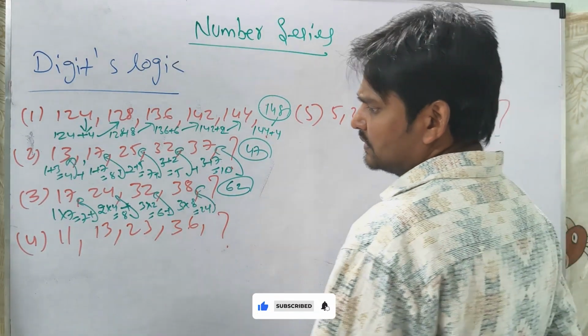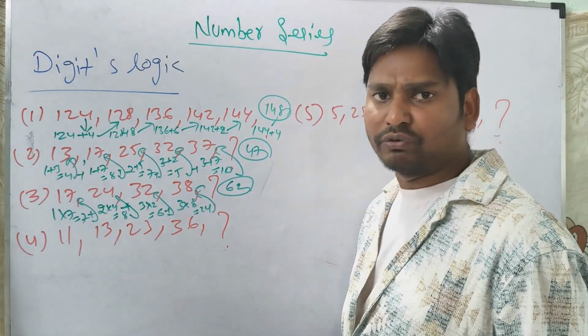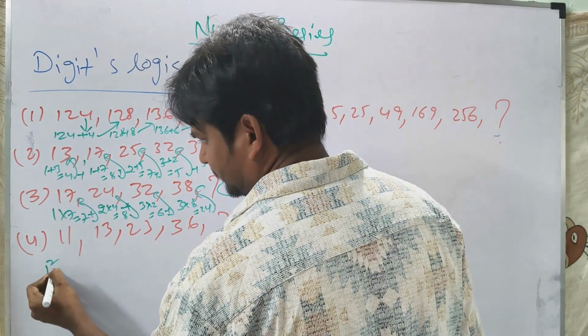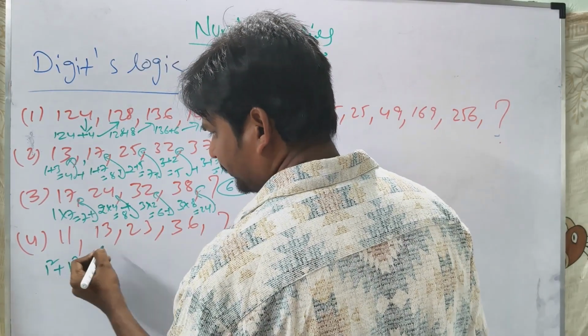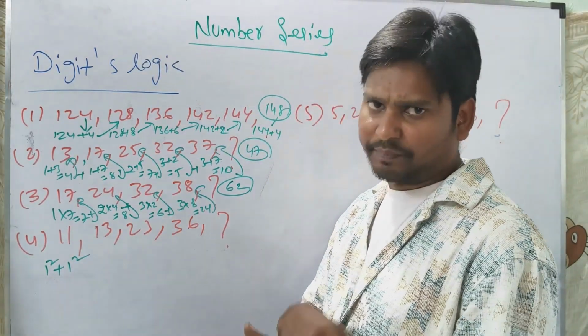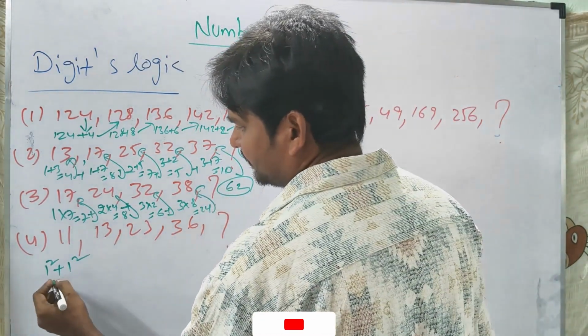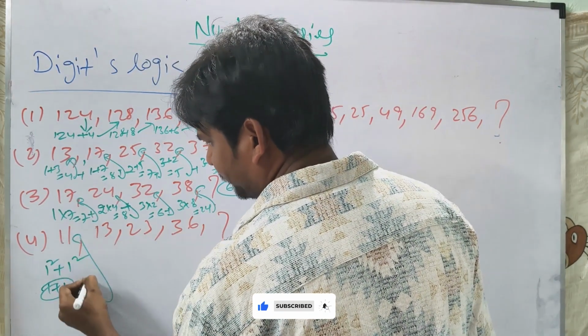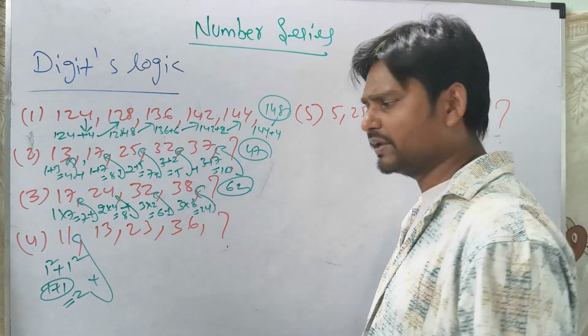Again, see in this number 11 we have 2 digits. Those are 1 and 1. Take them separately, square them, and add up. After that you can add. Take the digits separately, square them and add up. Now 1 plus 1 gives 2. That result is added to the same number. Like this also they may give.